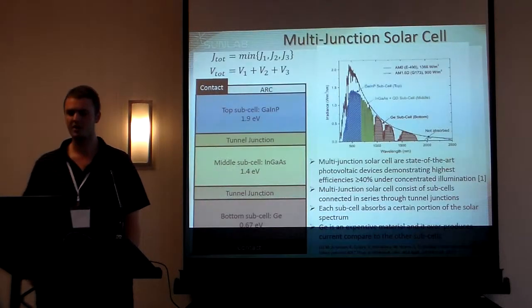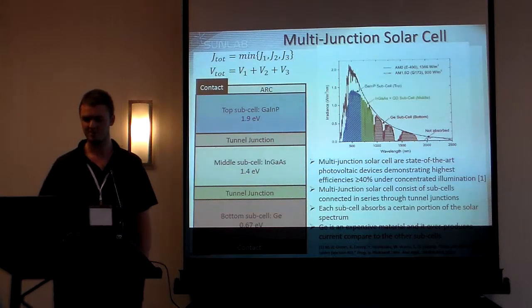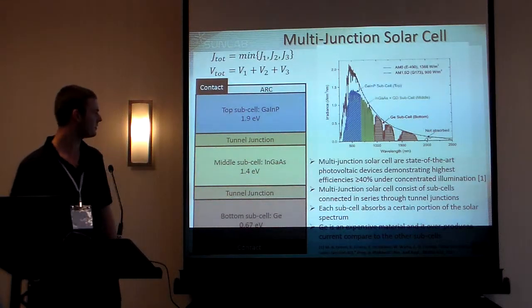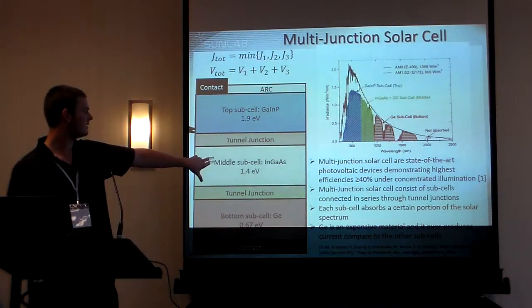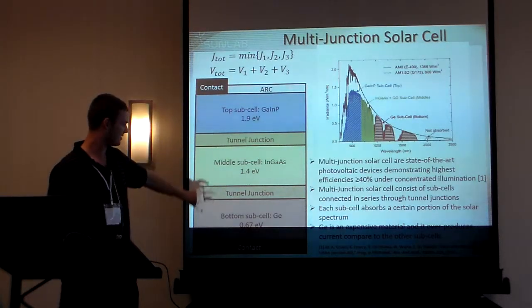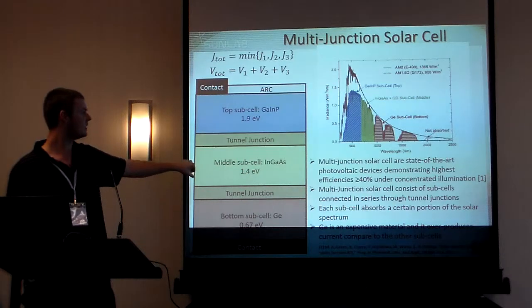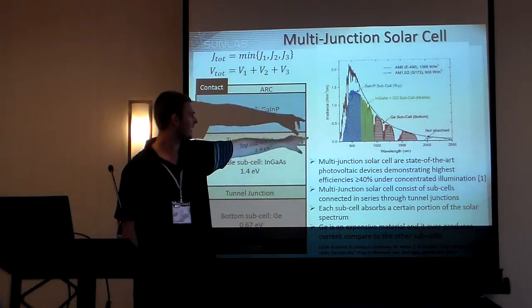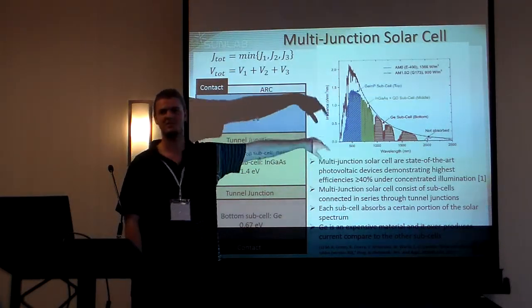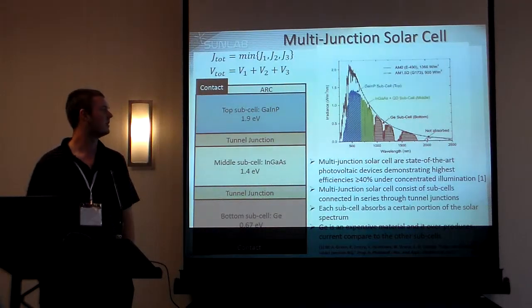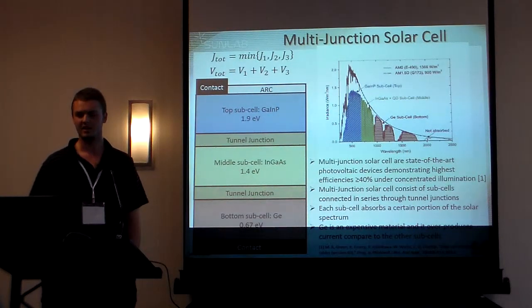So then we move on to multi-junction solar cells, which is the main subject of our research. So what they are, they consist of subcells connected in series through tunnel junctions, and each subcell will have a specific band gap, which will make each subcell absorb a specific portion of the solar spectrum, which means our solar cell is absorbing the solar spectrum more efficiently.